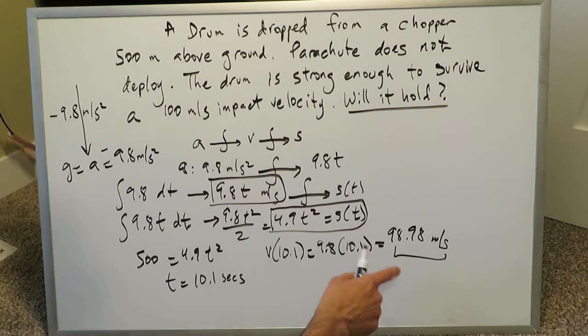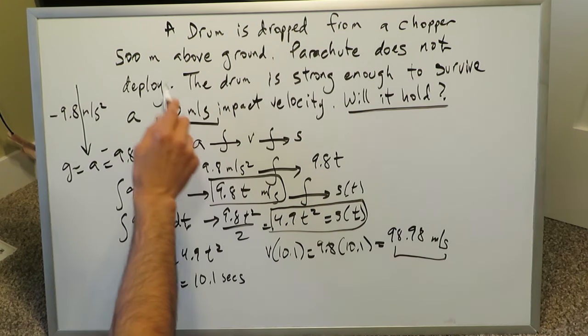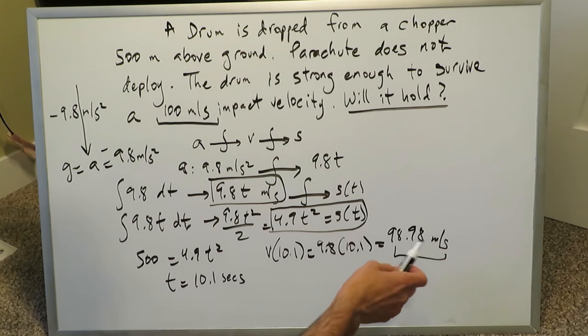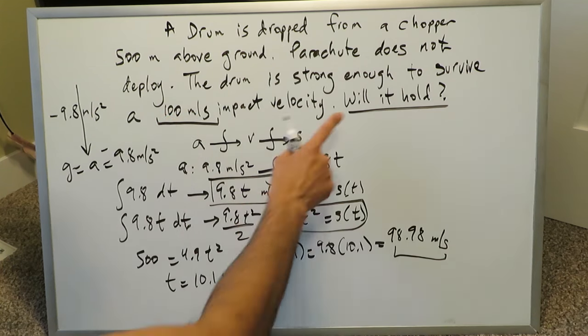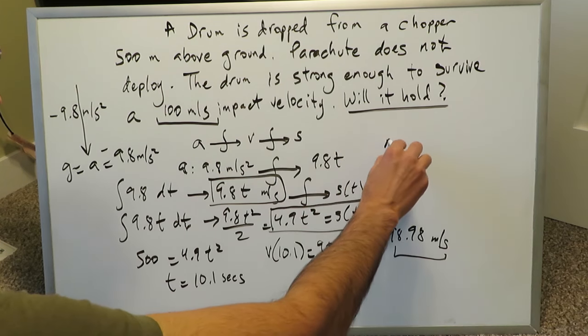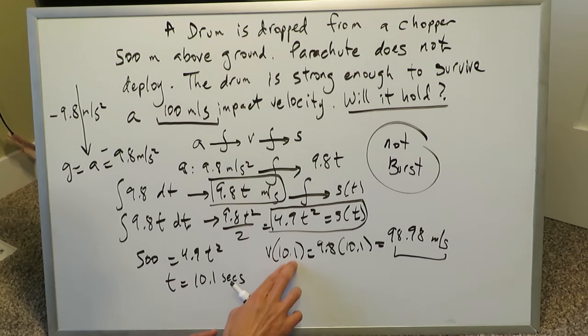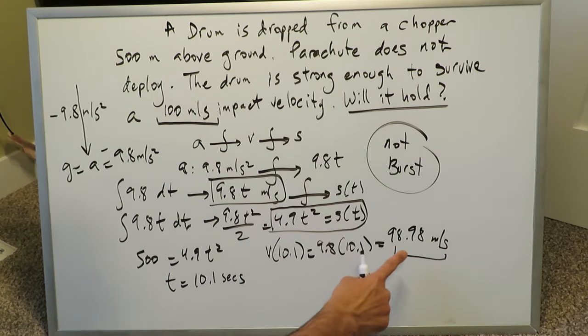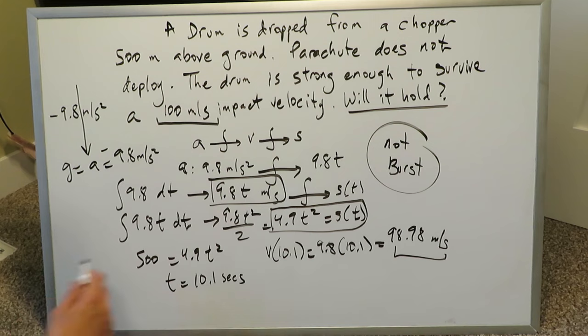This tells you that the calculated velocity of impact is 98.98, but the drum is able to withstand an impact velocity of 100. Since the calculated velocity of impact is less than the impact threshold for that drum, your drum will hold and it will not burst, because it does not have enough time within these 10.1 seconds and the height. There's not enough time for it to exceed this 100 meters. So the actual impact velocity is less than what the drum is designed to hold. Therefore, the drum should not burst, and your question is done.